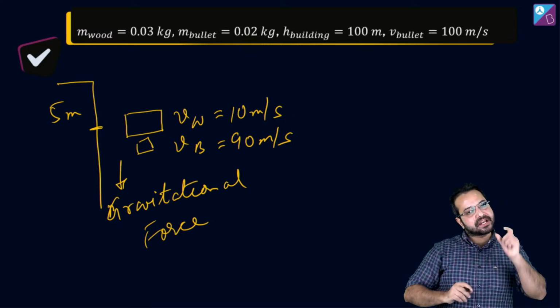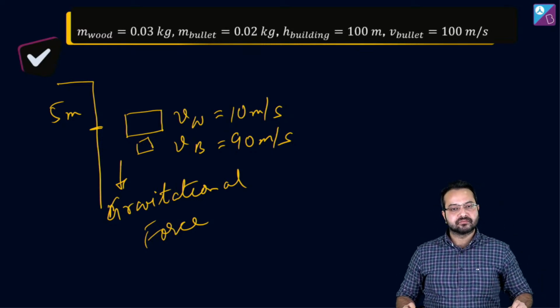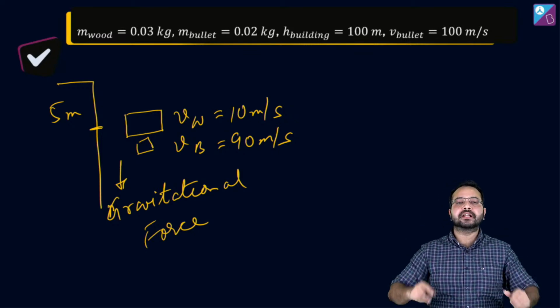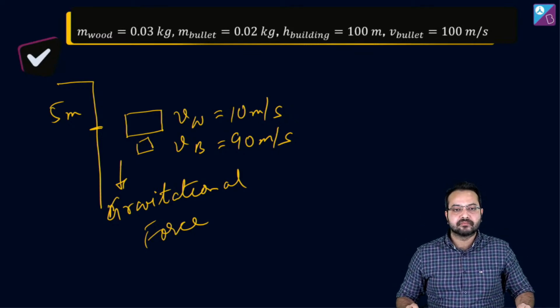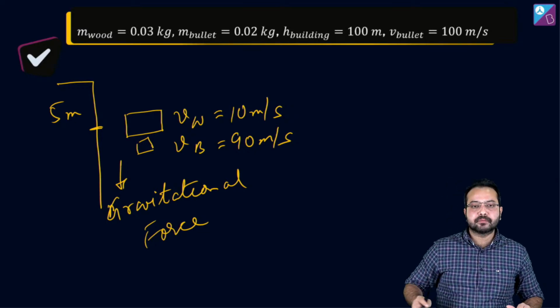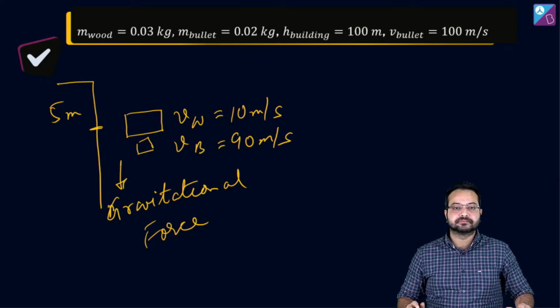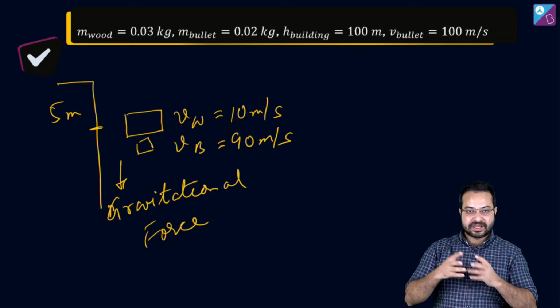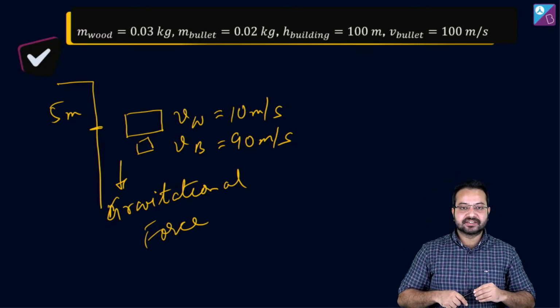Absolutely. So Arnav, I have taken the block and bullet as a system itself. Okay, that is my system, the block and bullet. But there is gravitational force. Gravitational force too is an external force. Then what do we do? How do we conserve linear momentum? So here we are in a fix, right? So we have to get out of this.